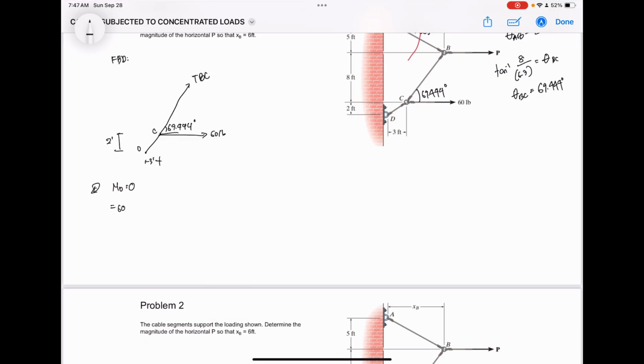Is equal to 60 times 2 plus 2BC cosine 69.444 minus 3BC sine 69.444. BC is equal to 56.960 pounds.